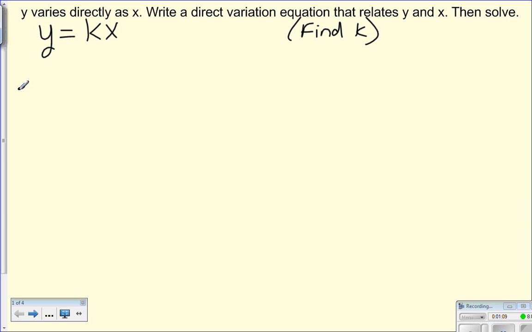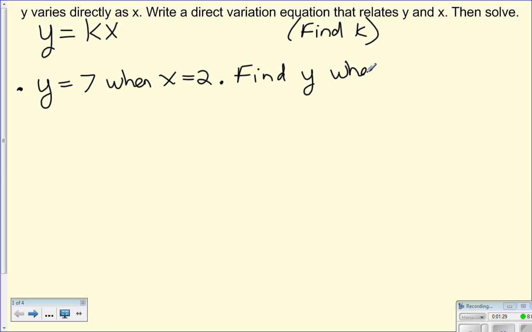But say our problem is y equals 7 when x equals 2. Write the direct variation equation, and then it'll say find y when x equals 5. So I've actually purposefully given you one that will not work out perfectly evenly. We'll get a k value that's not an integer.